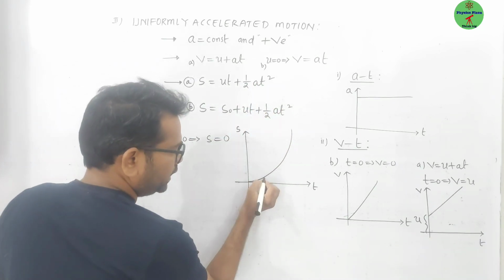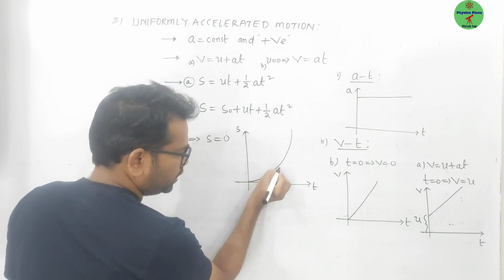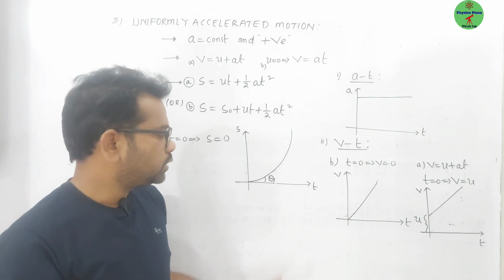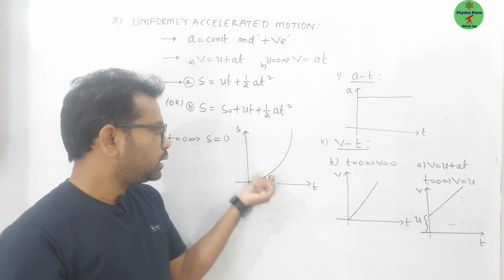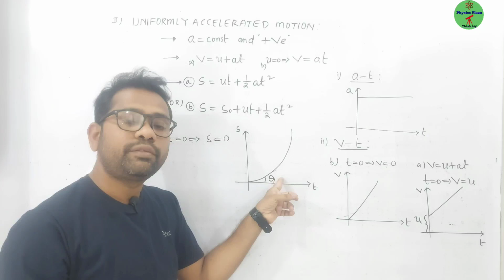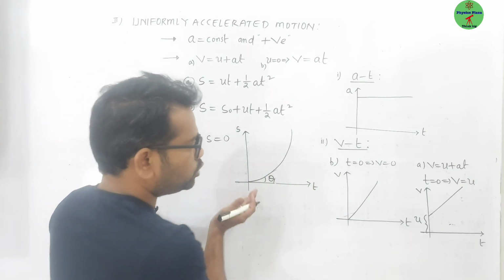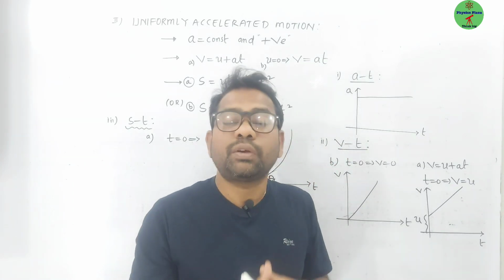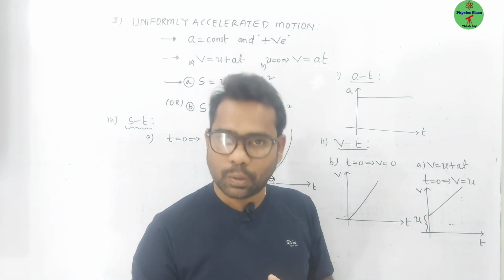At any point, if you draw a tangent, you get a slope. So the slope of the displacement time graph at that point will give you the velocity. And if the slope is increasing, we get a positive slope, which means the velocity is positive. Okay, fine.